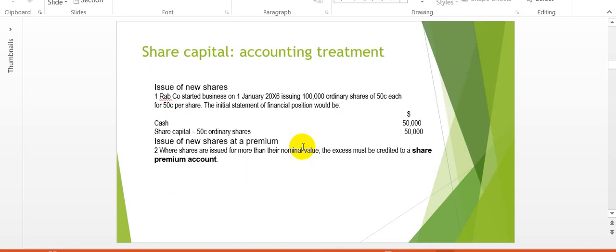So how do we account for share capital? We will illustrate in this example question. Let's take it that it's the first time the company is issuing shares. These shares have been issued on 1st January 2006, and 100,000 shares were issued. Each one of these shares is being issued at 50 cents. That 50 cents is what is also known as the nominal value.